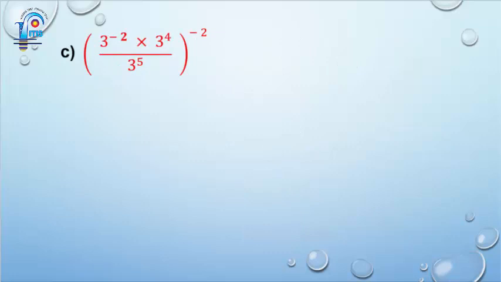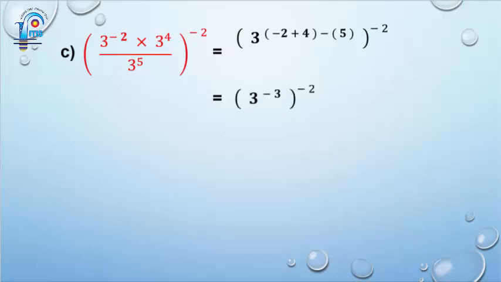Letter C. 3 to the power negative 2 by 3 to the power 4 divided by 3 to the power 5, all to the power negative 2 equals. First, I simplify the numbers inside the bracket. I have the same base. Then I add the powers in the numerator, subtract the power in the denominator. Then 3 to the power negative 2 plus 4 minus 5, all to the power negative 2. Negative 2 plus 4 equals 2, minus 5 equals negative 3. Then equals 3 to the power negative 3, all to the power negative 2.